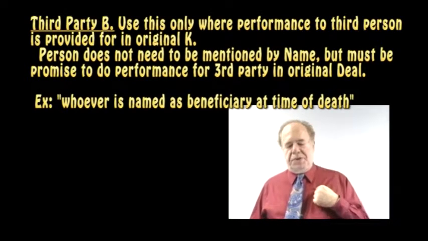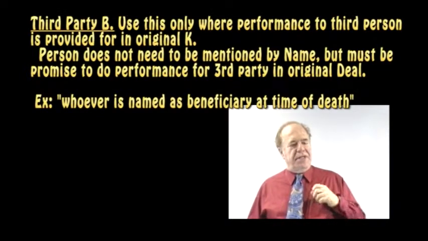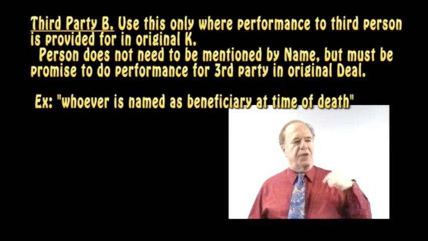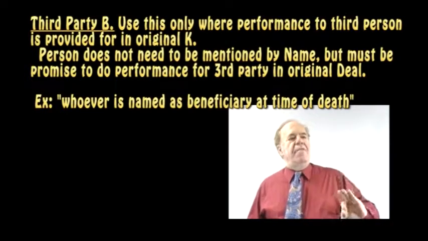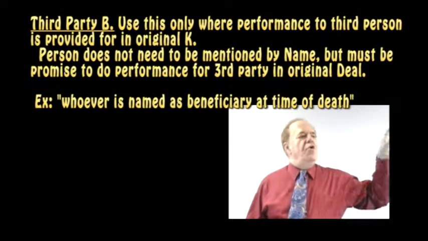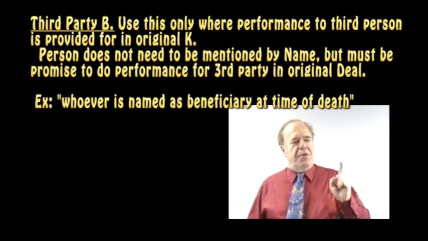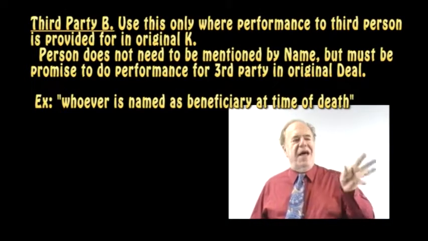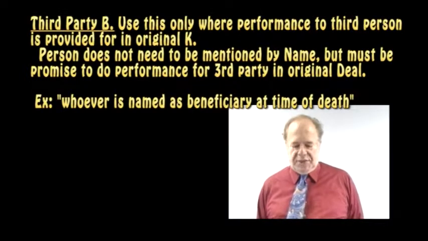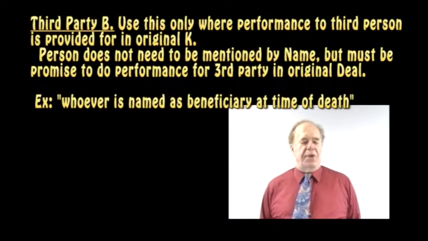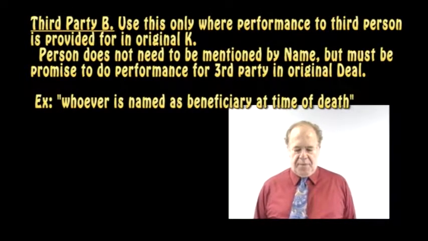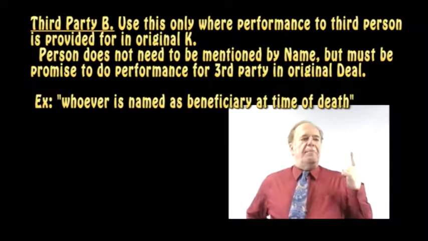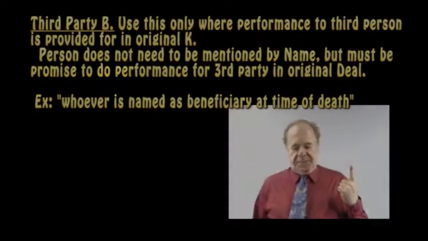Or you're an insurance company and I want life insurance. I come to you and I say, I want to buy $500,000 worth of life insurance covering my life, payable to whomever I designate. A third-party beneficiary can be someone who's designated at some time in the future, as long as the contract specifically provides for a performance for that third-party beneficiary.